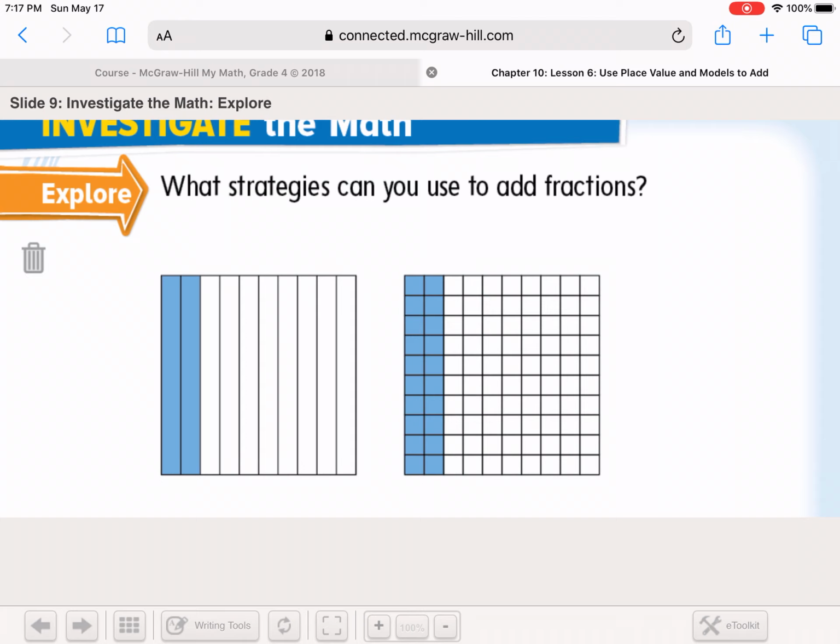All right. What strategies can you use to add fractions? Now, we've only added fractions with like denominators. You can only add fractions with like denominators. That's a rule. So when we add tenths and hundredths, we have to either make it tenths or make it hundredths. They both have to have the same denominator. So what strategies can we use to add fractions? Well, we can change the denominators. We can make them decimals.